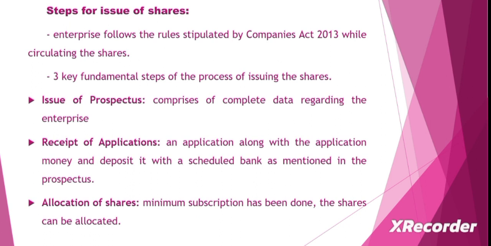Here we follow 3 steps. The first one is issue of prospectus. The enterprise initially issues the prospectus to the general public. The prospectus is an appeal to the public that a new enterprise has come into existence and it would require funds for operating the trading concern. It comprises complete data regarding the enterprise and the way in which the money is to be collected from the prospective investors.